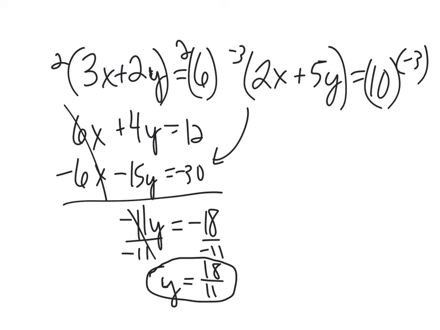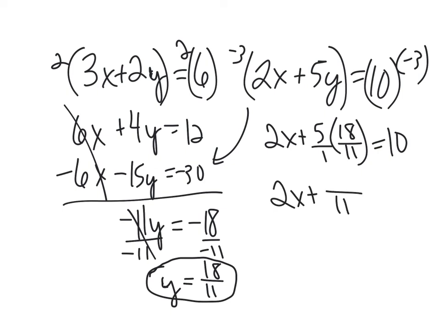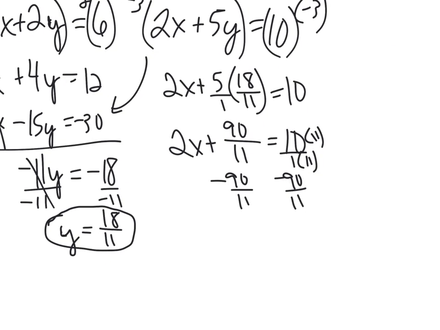We definitely don't want to get a decimal out of this. Changing it to a mixed number is not really going to benefit. If it was a word problem, we might change it to a mixed number, but since it's not, I'm just going to leave it as 18/11. And then I'm just going to go ahead and substitute that into this other equation. It's going to be a little bit of a job here with the fraction, but nothing we can't handle.